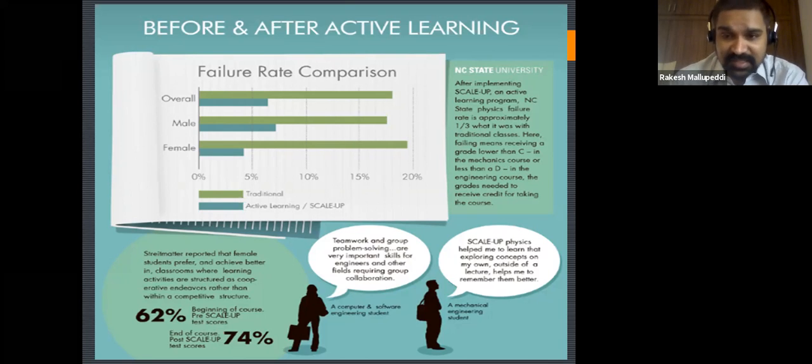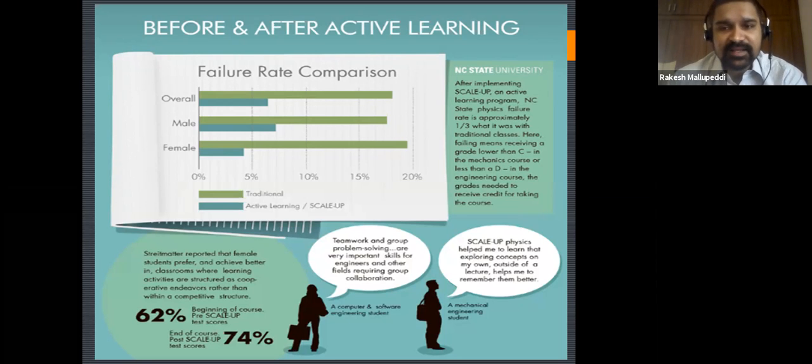And the very surprising part is, look at the performance of the female students. They simply outshone the boys. If you see in the traditional learning, the male students were performing better, because they had only 17 to 18% failure, while the female was at 19 and a half. And once they implemented this active learning, the male came down from 17 to 7 or so, and the women have come down to 4.